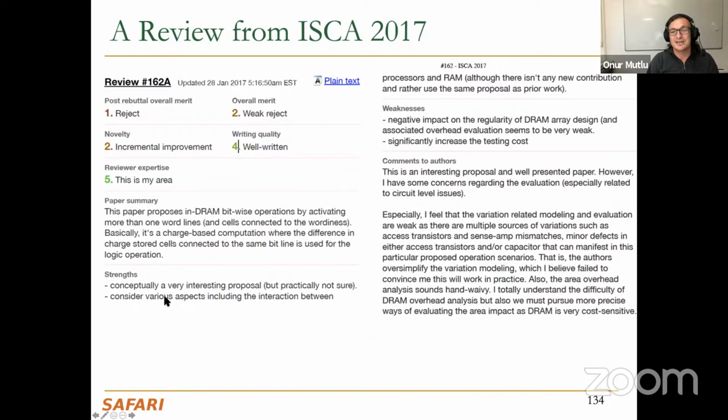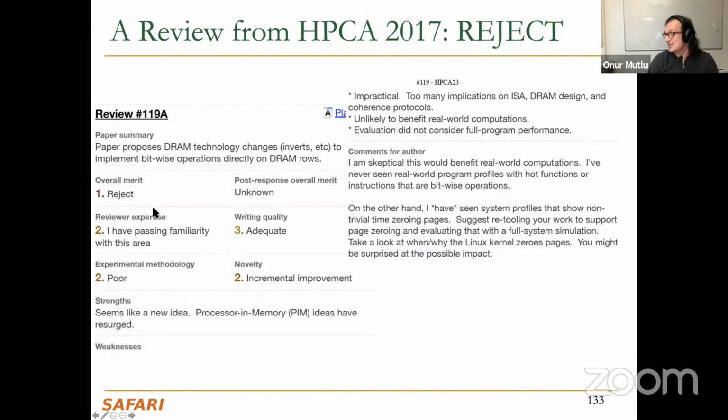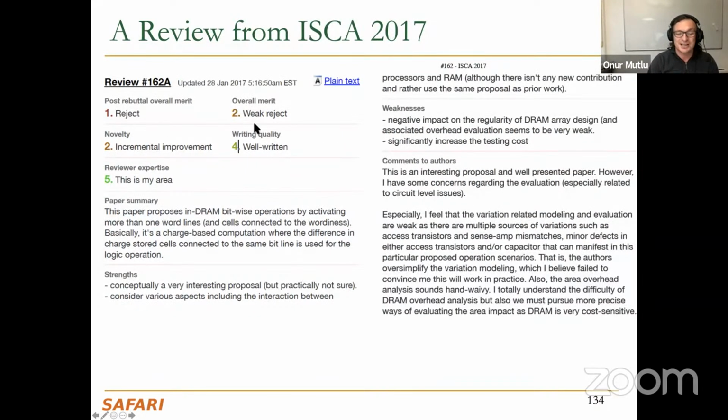Okay, another review. This is also interesting. It's also a reject, as you can see, weak reject. The previous one was actually a complete reject, as you can see. I don't want to even consider it, basically. They didn't consider the rebuttal. This one is a weak reject, but still a reject.